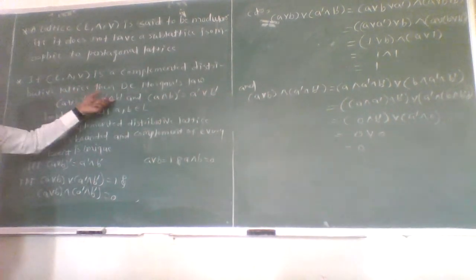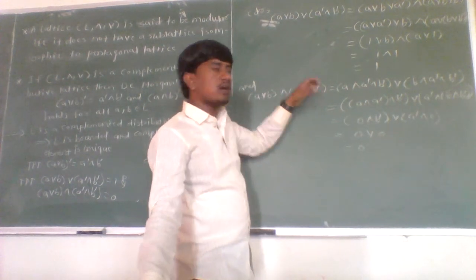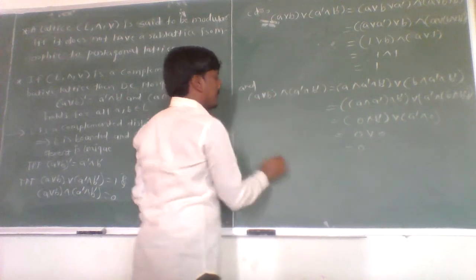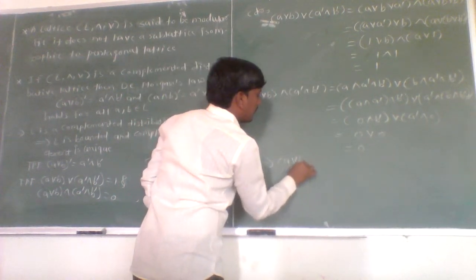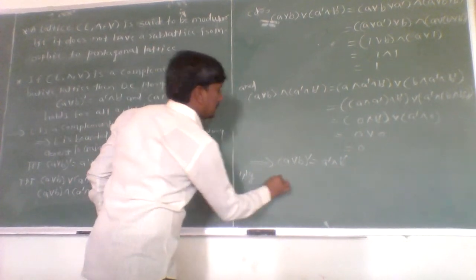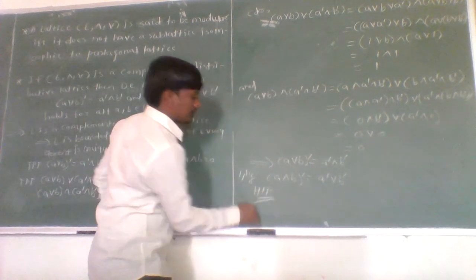But as the given lattice is a distributive lattice, the complement of every element is unique. Therefore A dash meet B dash is the only complement of A join B, which implies (A join B) complement is nothing but A dash meet B dash. Similarly, we can prove that (A meet B) dash is equal to A dash join B dash. Okay, and hence the proof. Okay, now let us see the next result.